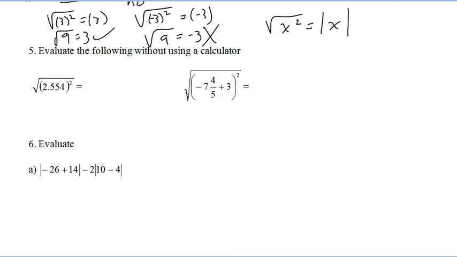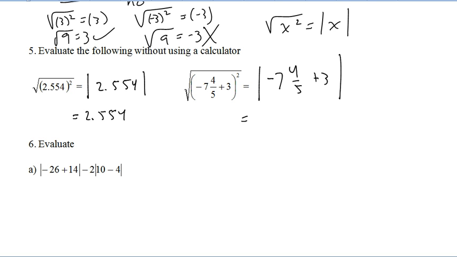Okay, question 5. Let's use that knowledge. So that's going to be the same as the absolute value of 2.554, which is just 2.554. Next one, this is going to be the absolute value of negative 7 4/5 plus 3, which equals the absolute value of negative 4 4/5, which equals 4 4/5.